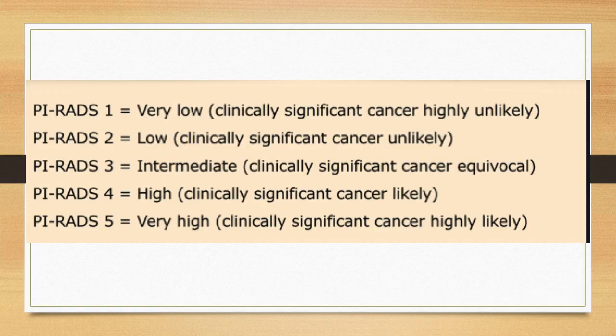Just like the breast cancer and also like the lung cancer, we do risk stratification based on the imaging. So from 1 to 5, how likely something on a prostate MRI is cancer.